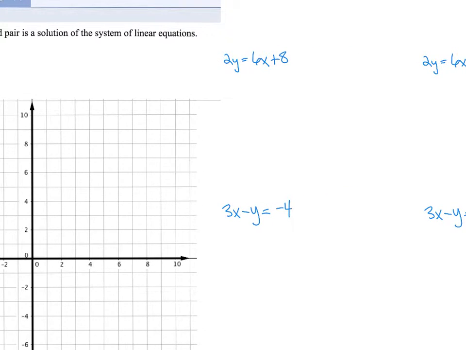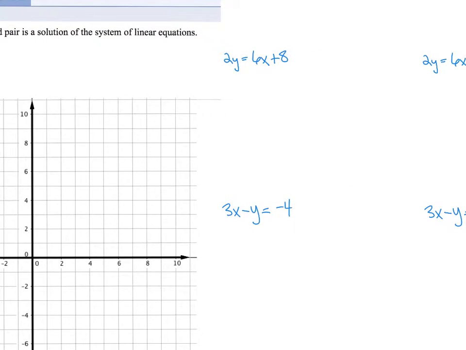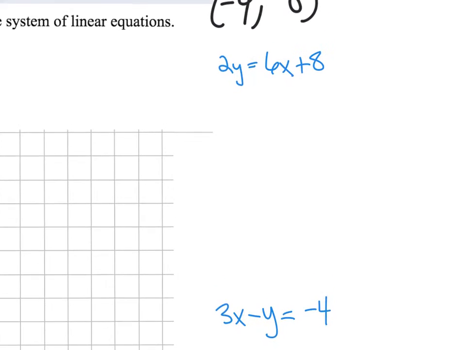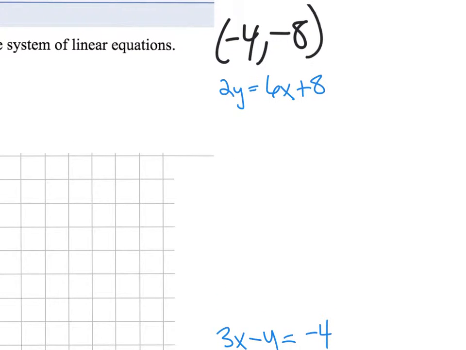So that means x is supposed to be negative 4 and y is supposed to be negative 8. So let's see if that works in both of these lines. So y is supposed to be negative 8. I'm going to shrink that down a little bit here. All right, so let's see.